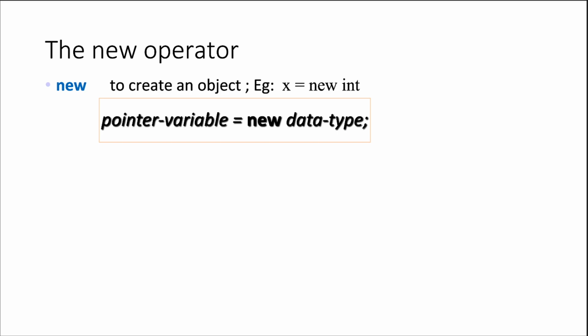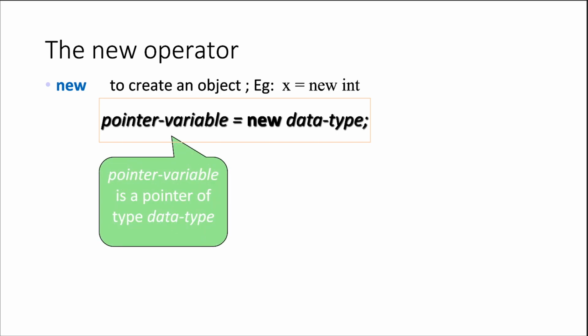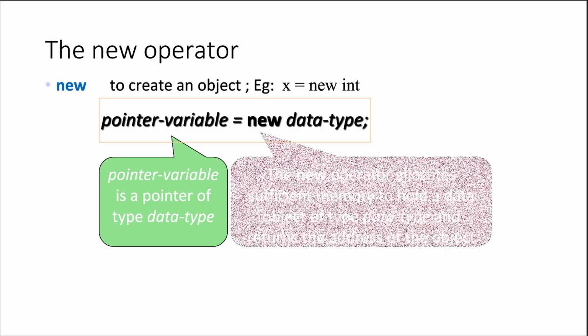It should be a pointer variable, right? In this case, that is in the example x equal to new int, what data type should x be of? It should be a pointer to an integer. Pointer to an integer, correct. So the return type is a pointer, so we should be appropriately declaring that data type. So it says pointer variable. Pointer variable is a pointer of data type.